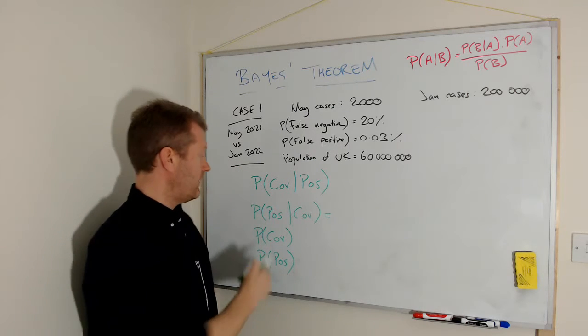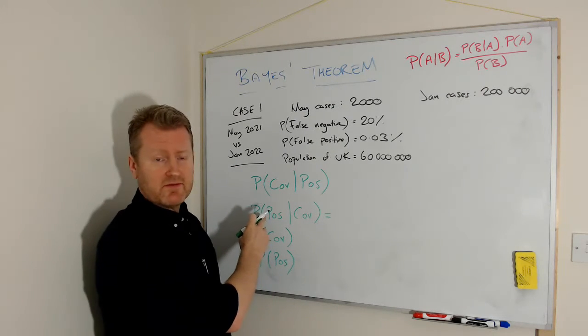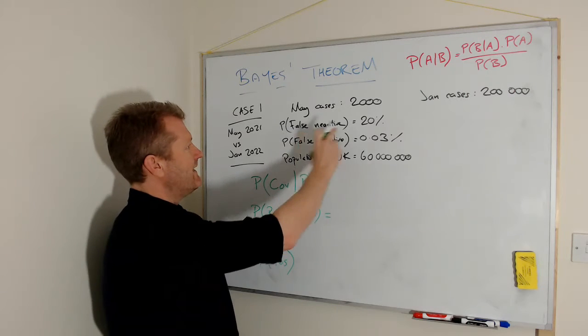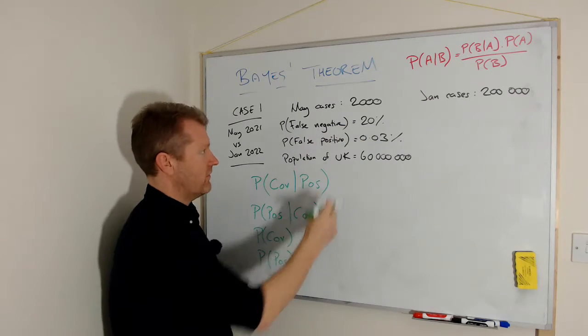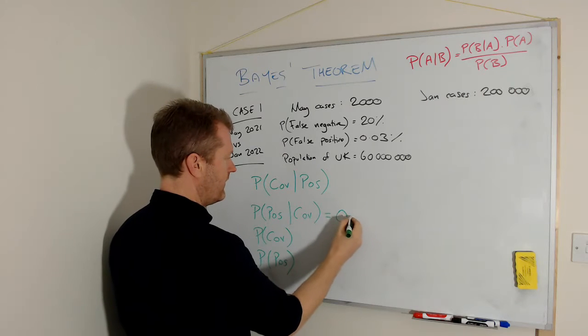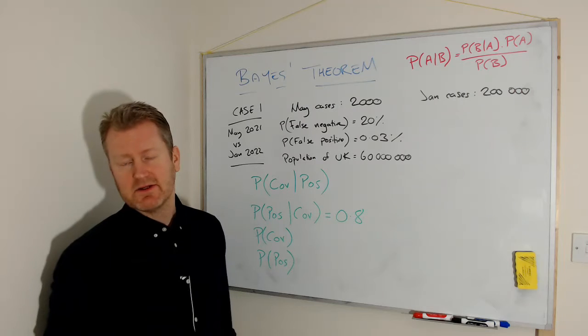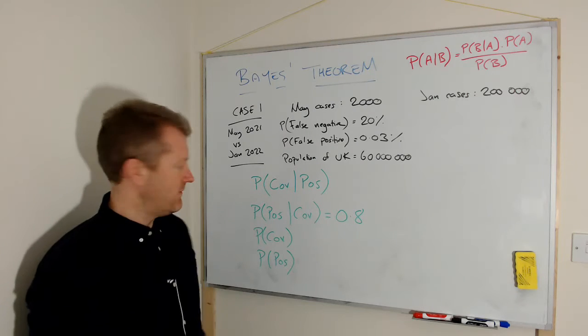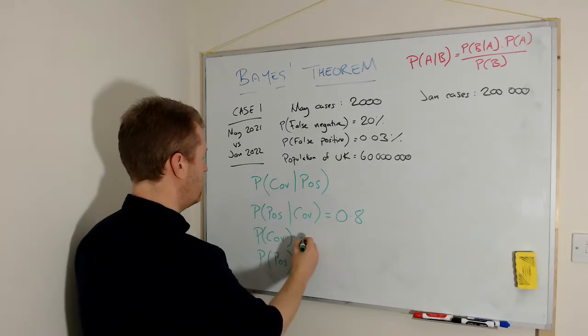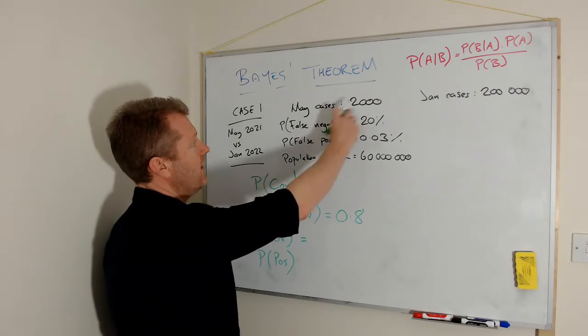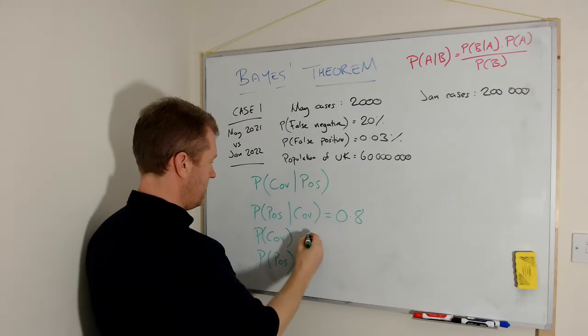Now the probability that you get a positive result given you've got COVID is 1 minus this, so 80%. If you've got COVID, you'll get a false negative 20% of the time, which means you get an accurate positive 80% of the time. The probability that you have COVID, now in May, was 2,000 divided by 60 million.